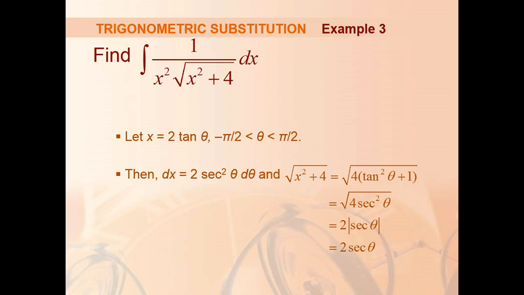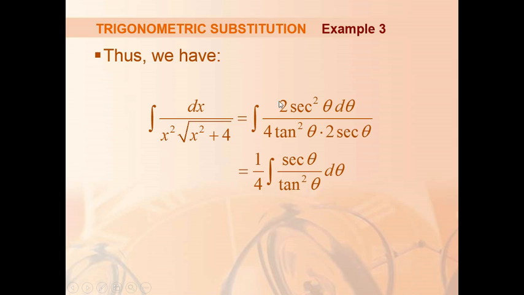So here's another one. As you can see, it's the pattern of the second scenario, x squared plus 4. So we use x equals 2 tangent theta. And then by taking derivatives, dx is 2 secant squared of theta. Again, it's all about a bunch of replacement and substitution. So we do have 4 times the quantity of tangent squared of theta plus 1, so 4 secant squared of theta. So the square root of this is 2 secant of theta. And then by plugging back into the integrand, we do have 2 secant squared of theta d theta, and then 4 times tangent squared of theta, 2 secant of theta.